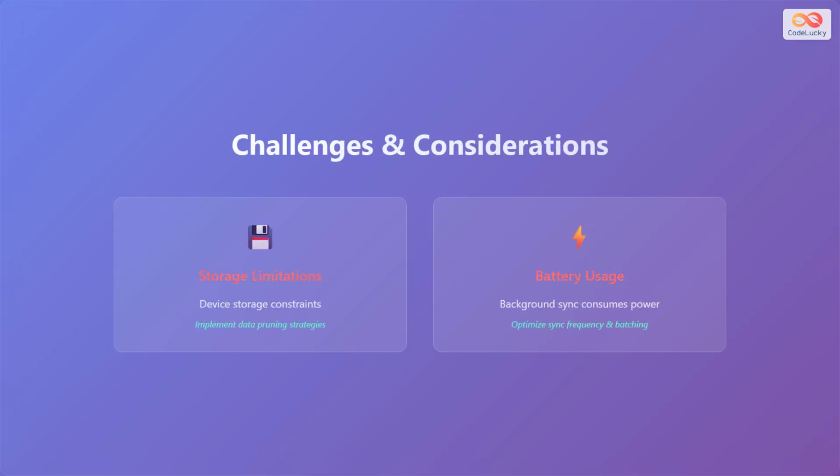While offline-first design offers many benefits, it also presents challenges. Storage limitations on devices can be a constraint. To address this, implement data pruning strategies to remove unnecessary data. Another challenge is battery usage, as background synchronization can consume significant power. Optimize the synchronization frequency and use batching to minimize battery drain.